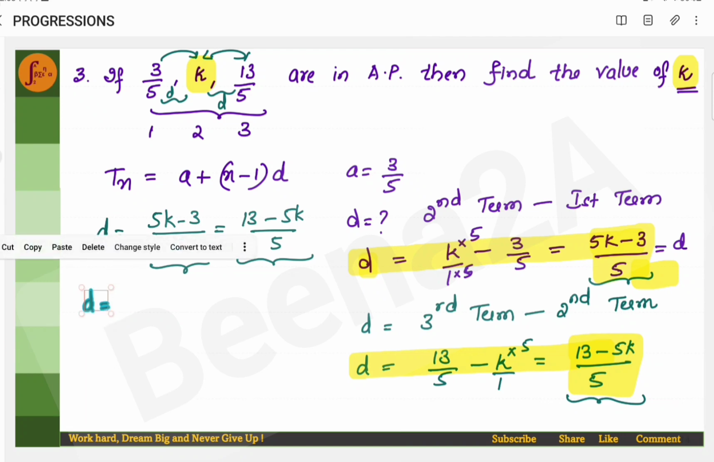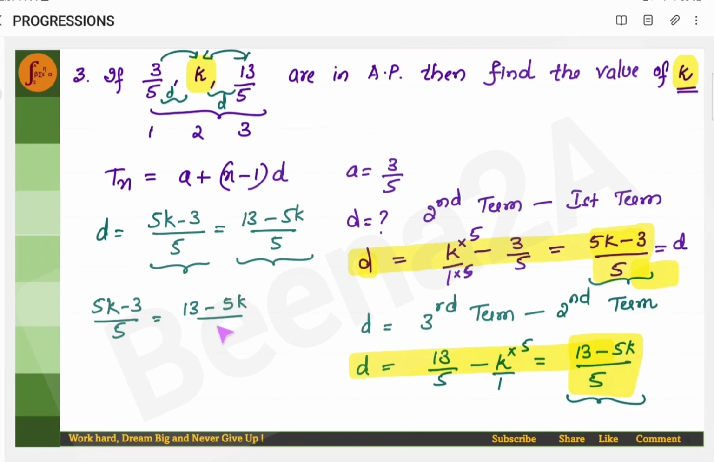So now what will I get? Let's remove this D for the time being. Let's calculate this. (5k minus 3) by 5 is equal to (13 minus 5k) by 5. This 5 and this 5 will get cancelled. Basically, if you move this 5 to the other side, it becomes multiplied by 5. Here it is divide by 5, and when you shift it, it will become multiply by 5. So this and this will get cancelled. Now it will be 5k minus 3 is equal to 13 minus 5k.